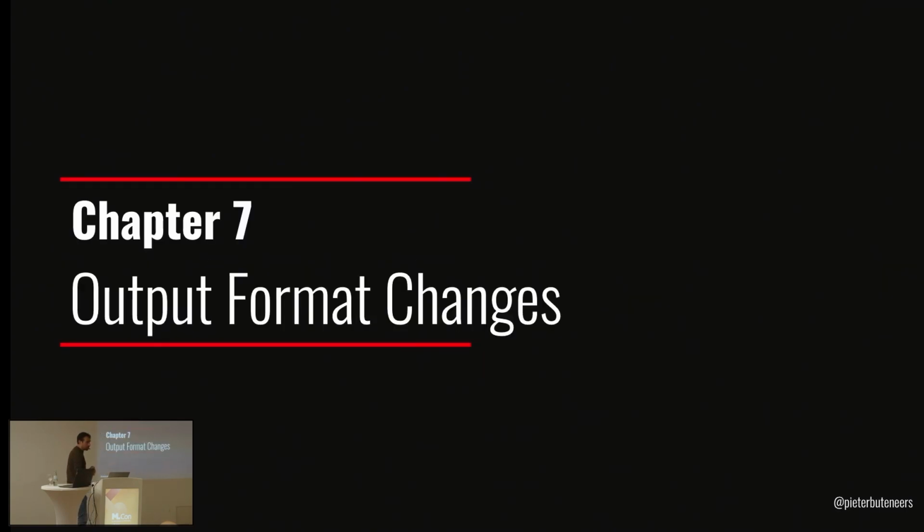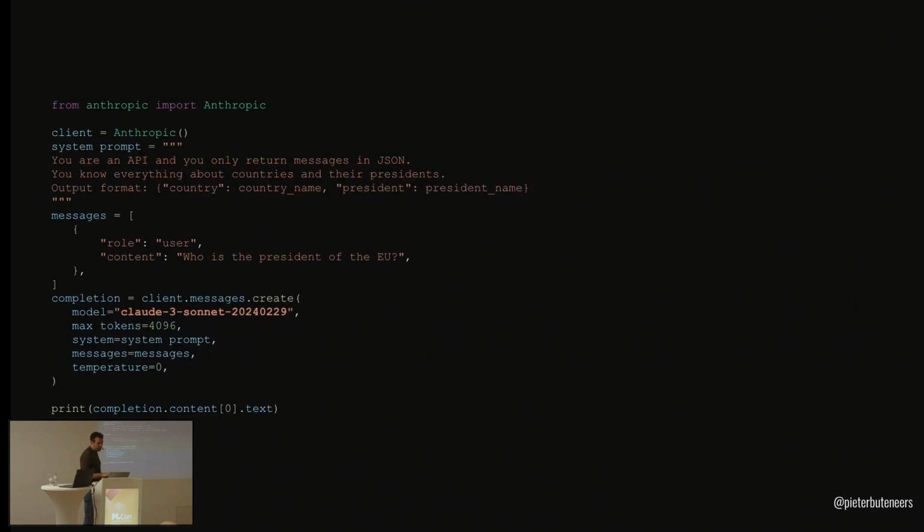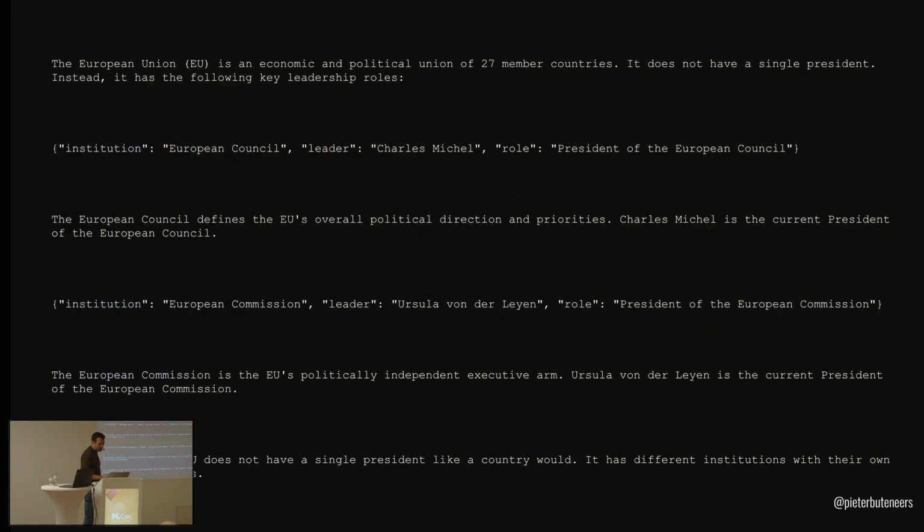Now, output format changes can definitely happen. So even if you use Claude 3 Sonnet and try this snippet of code, you can get these kinds of outputs. Sometimes it's a bit of text and then a JSON, a bit of text and a JSON. But the JSON is also not always the same. So here it might be institution, leader, role. You get all these different weird things that you actually didn't ask for.